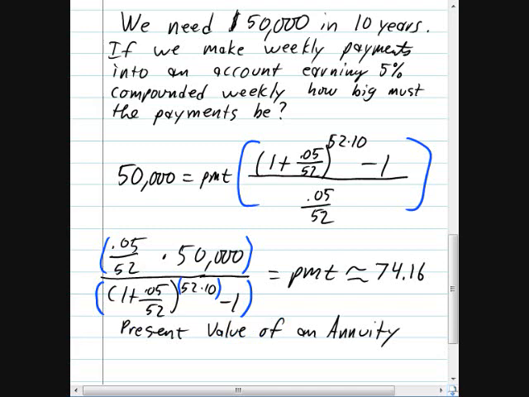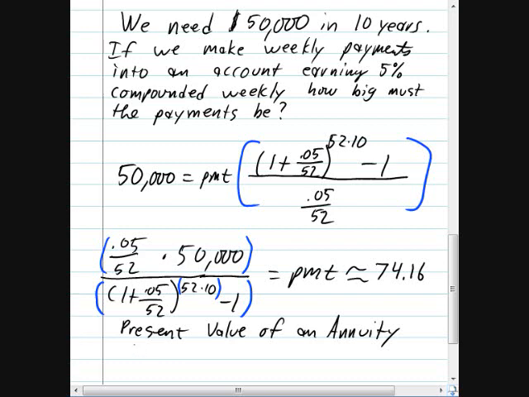The last thing we'd like to look at is the idea of the present value of an annuity. And we'll use this last example to do this. The present value of an annuity is the lump sum of money I would need in my hands right now, so that if I had a compound interest account earning the same interest rate with the same compounding period as the annuity, I could generate the same future value as my payments would make. For example, in this last example, if we paid $74.16 a week every week for the next 10 years, we would generate the $50,000. To find the present value of this annuity, we would have to solve the following problem.